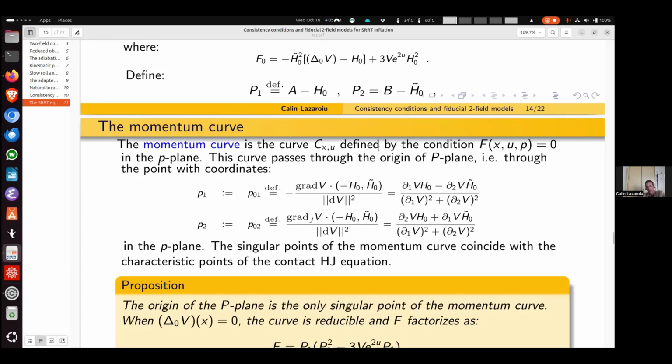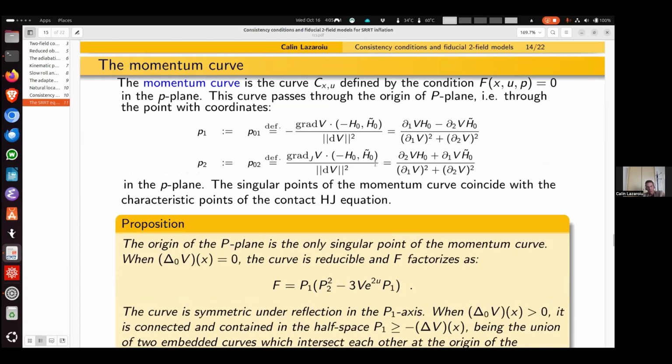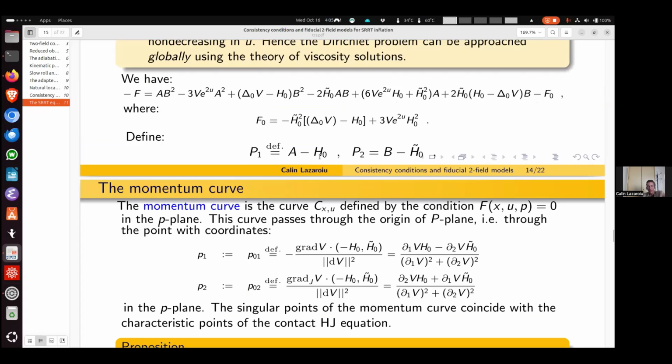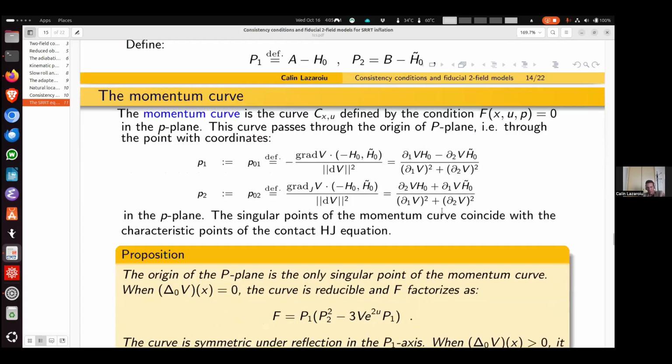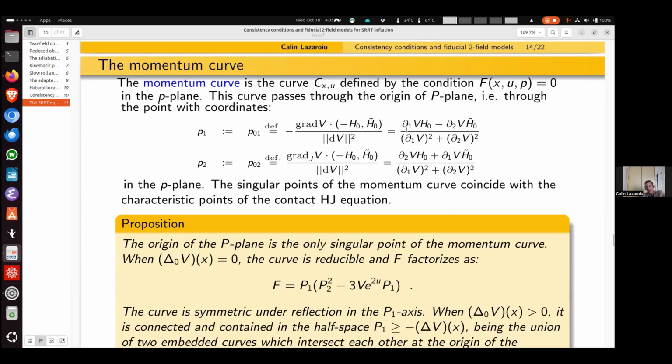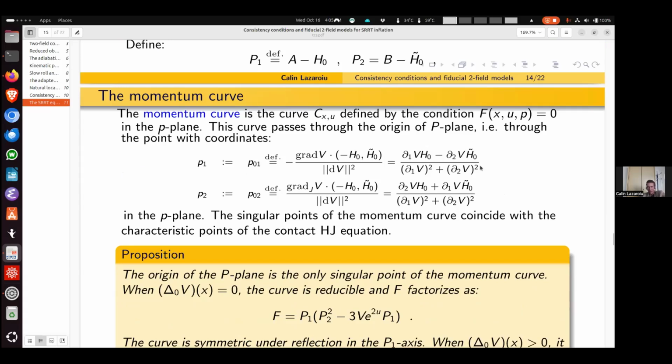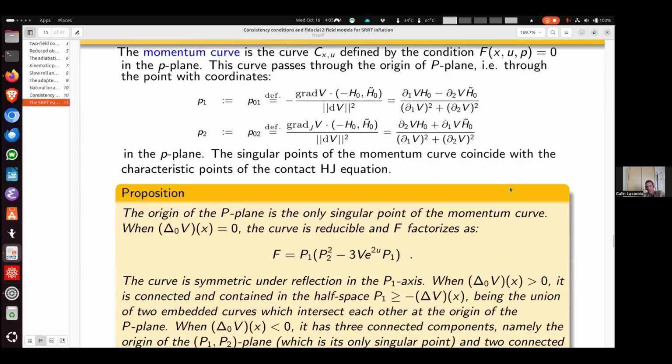And to study it, it's convenient to shift the momenta by some quantities in order to bring it to a simpler form. So first of all, you notice that this momentum curve passes through a certain distinguished point of the p-plane, which depends on x and u. The formulas are given here. It depends actually only on x1 and x2, not on u.